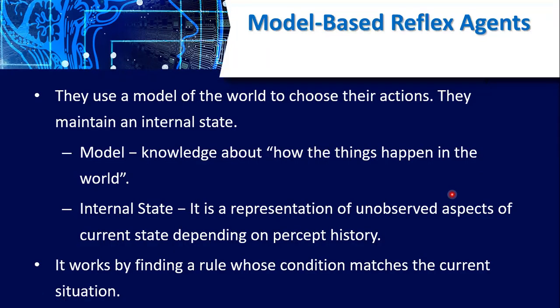They use a model of the world to choose their actions. The internal state is a representation of unobserved aspects of the current state, depending upon the percept history. It works based upon a rule whose condition matches the current situation.